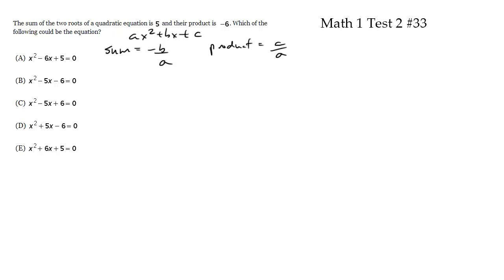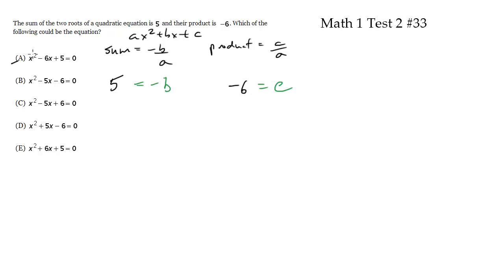Since in this case all of my quadratics have an a value of 1, really all I'm looking for here is -b and c. And since I know that the sum is 5, I can write -b is equal to 5, and the product is -6. So let's start with the product. That's easier. I'm looking for a c value of -6.